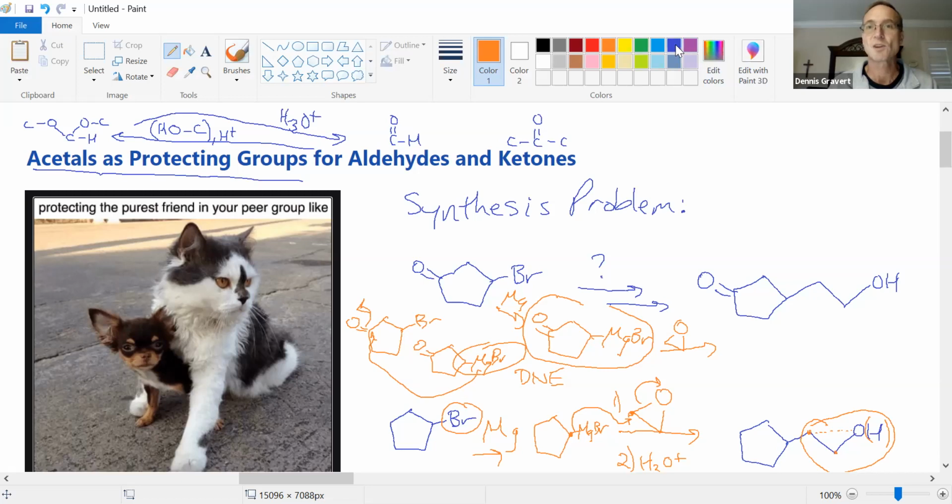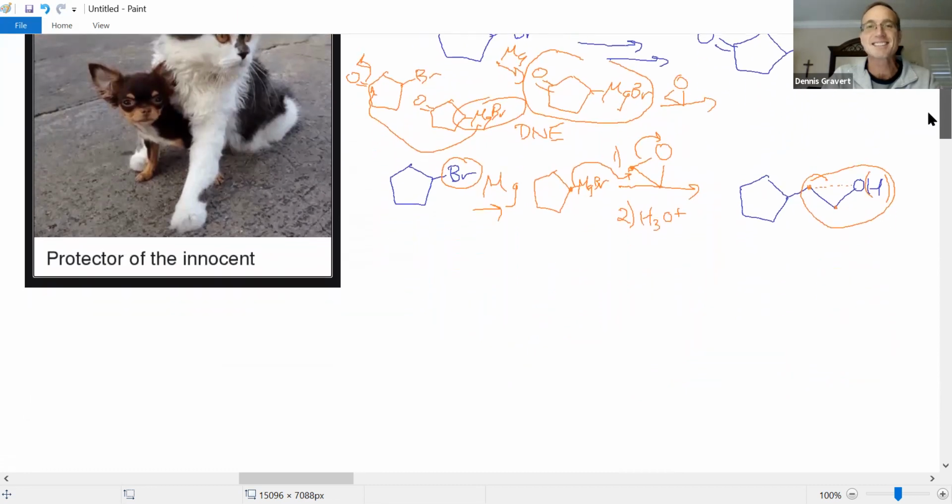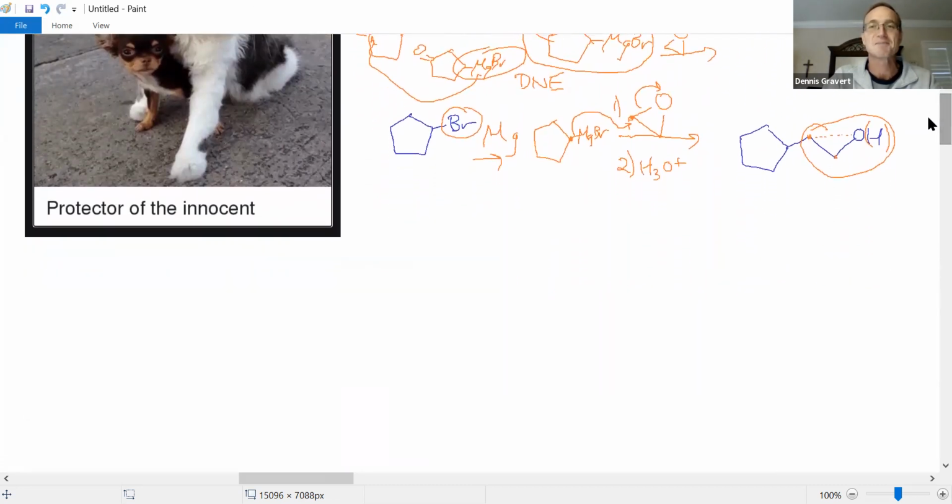So we don't have to throw out the whole scheme. Still, it looks like I want to do this Grignard reaction with an epoxide. Is there another way? Is there a loophole? Is there some way out of this problem? And the answer is yes. Use a protecting agent, a protecting group.